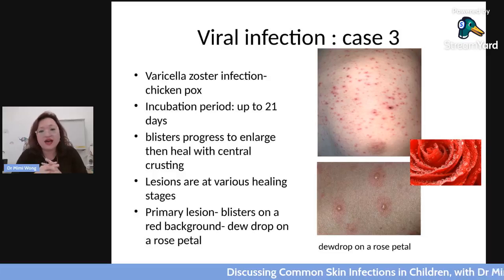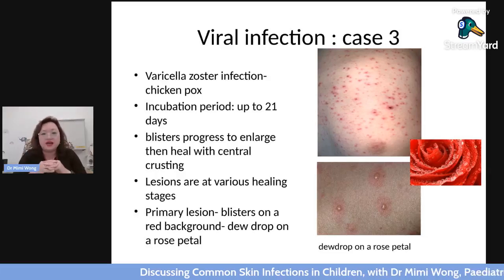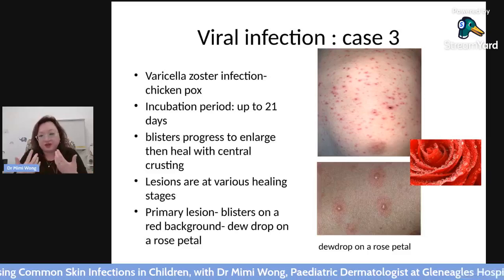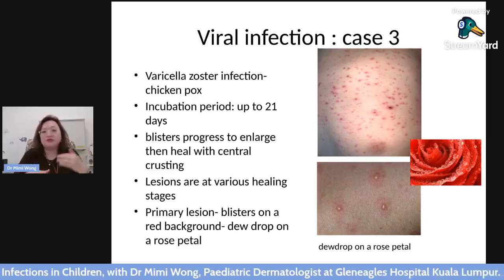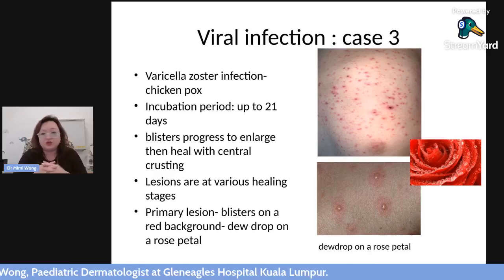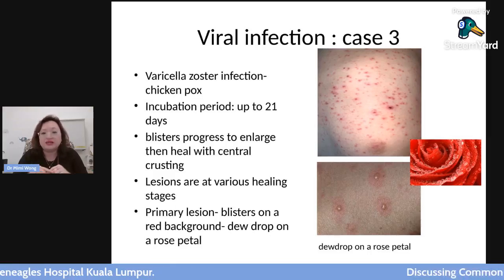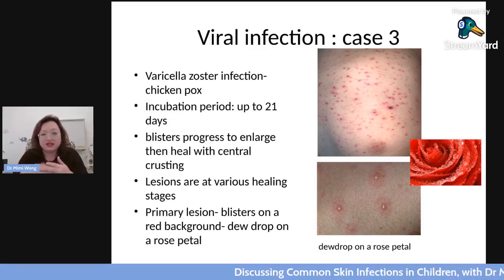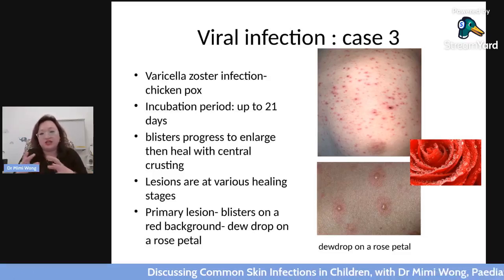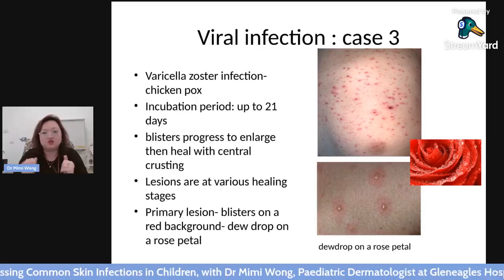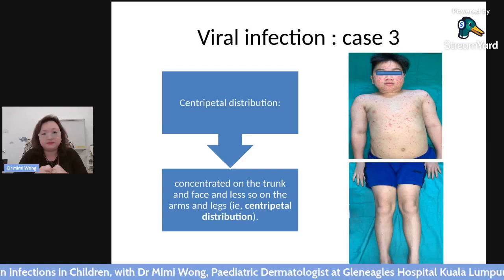A very important thing to remember is that it has an incubation period of up to 21 days. Meaning you have the infection now, it could have been exposed like 3 weeks ago. The classical description of this primary lesion is blisters on a red background, known as dewdrop on the rose petal. In the world of dermatology, we always need a little bit of imagination to remember things. Dewdrop on the rose petal is a classical description of chickenpox.